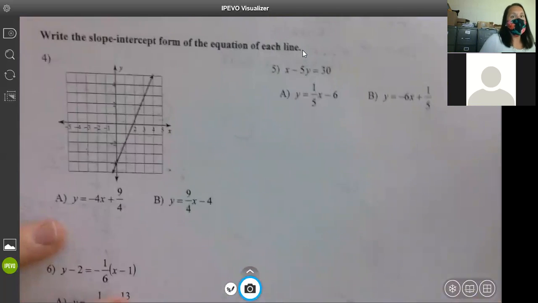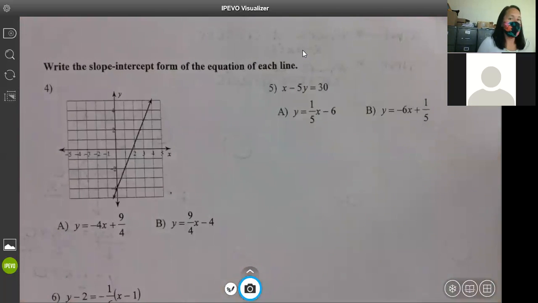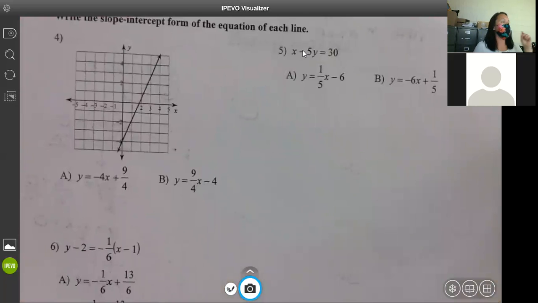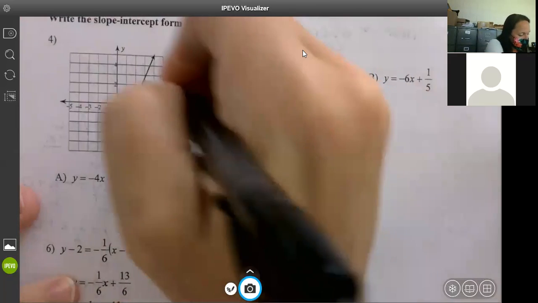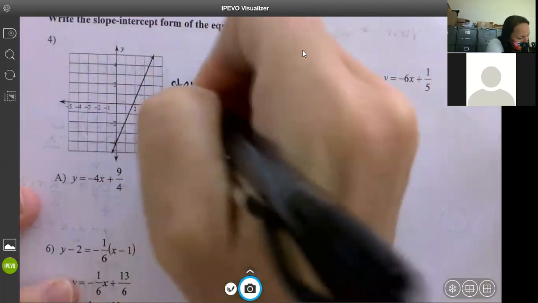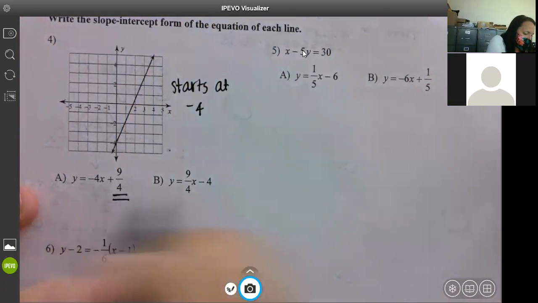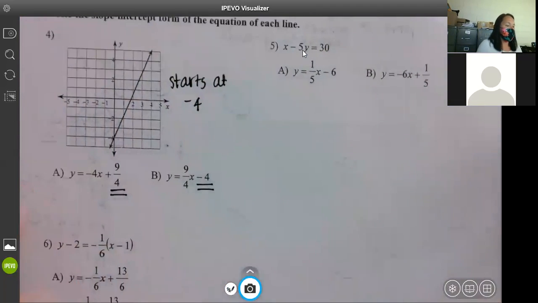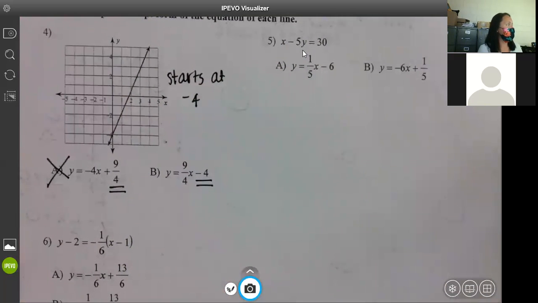They want you to write the equation of each line. The first thing you would do is see where it starts. So where does this one start? Starts at -4. Remember that has to be the back number, so that counts this one out. All right, so that's the way I would start.